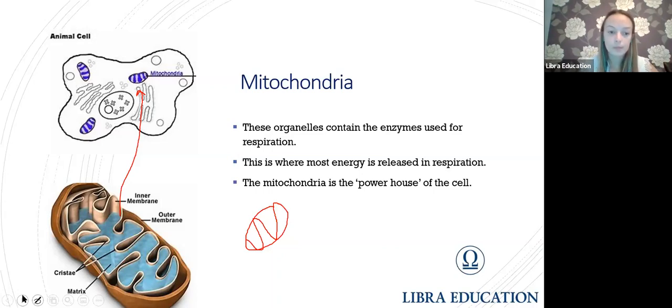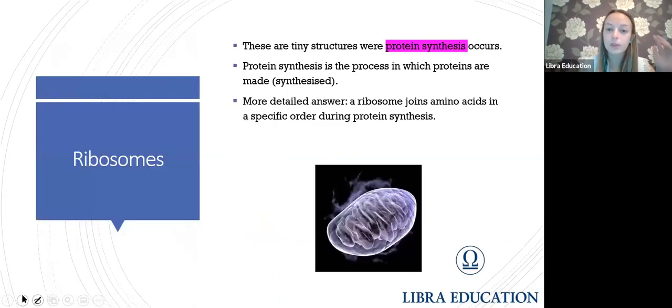Cool, so next up we have ribosomes. So ribosomes are tiny structures where protein synthesis occurs. So that's really important. Protein synthesis, if you haven't guessed it, is the process in which proteins are made or synthesized. So if I said to you, for example, I know I wouldn't, but if I said we're going to synthesize a cake, that means we're going to make a cake. Doesn't really make sense. But the point here is protein synthesis means making proteins.